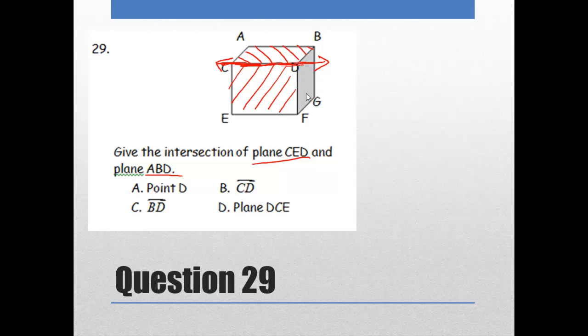right there. So planes intersect at lines. In this case, this is line CD. So the intersection of plane CED and ABD would be line CD. And it always helps to kind of shade in your boxes and see your planes.